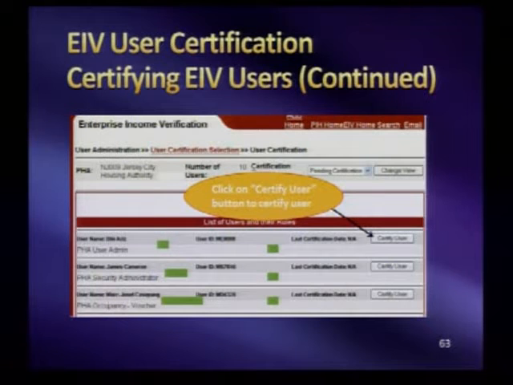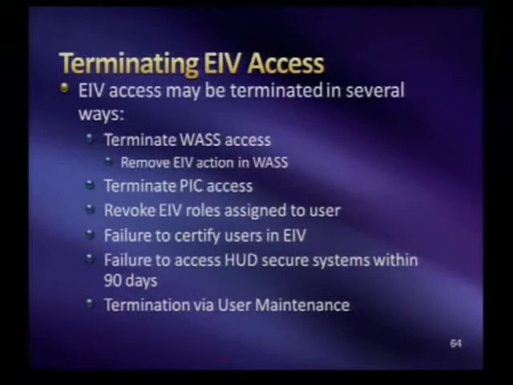So if you know that Bob and Sally and Pam are still at your agency and still need access, you just click certify user, and it literally takes 3 seconds for the system to certify the user. Okay, now the EIV access may be terminated in several ways. Do keep in mind that if you do not access WAS or PIC, or you become inactive in WAS or PIC, your EIV access will automatically be terminated.